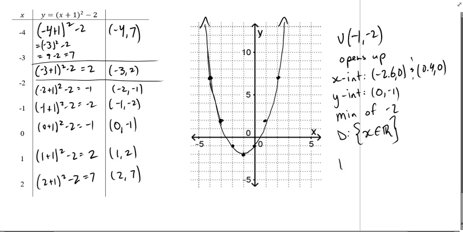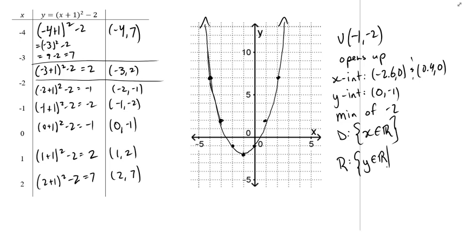The domain is x is an element of the real numbers. X can be anything. The range, does somebody want to try the range for me? Y is an element of the real numbers such that... you might first think about it in natural language and then convert that to the math symbols. What do you think about the range for this one? What are the possible y values?